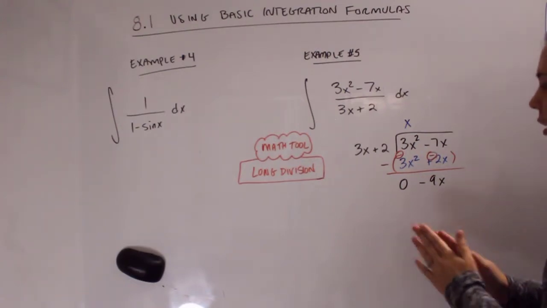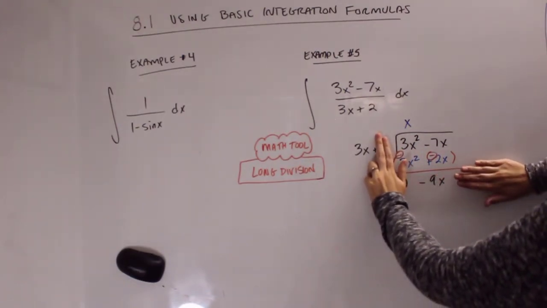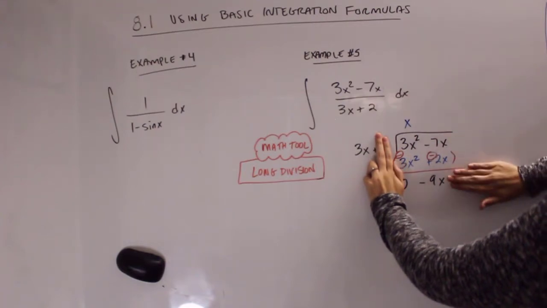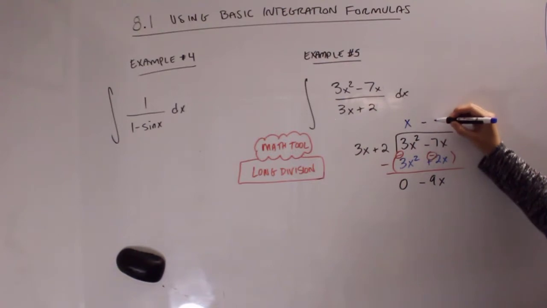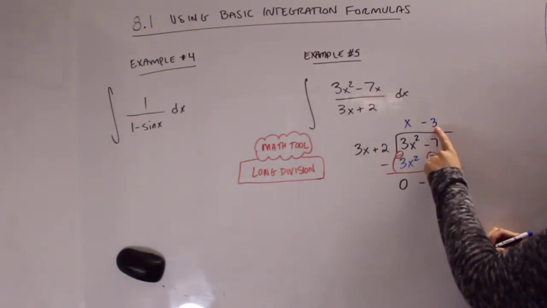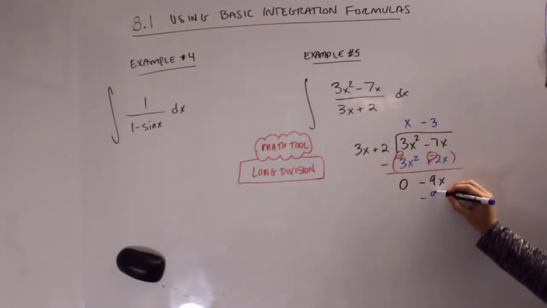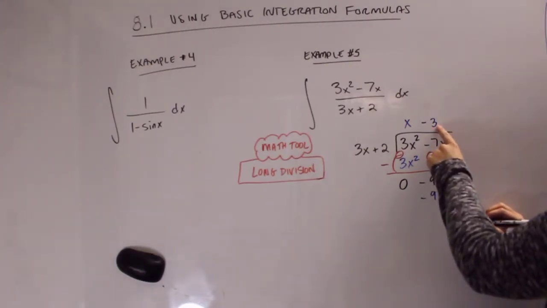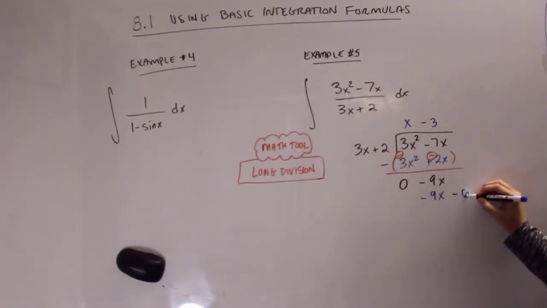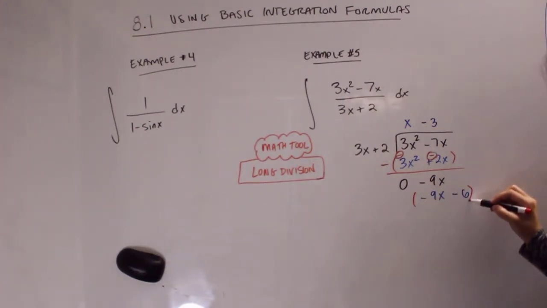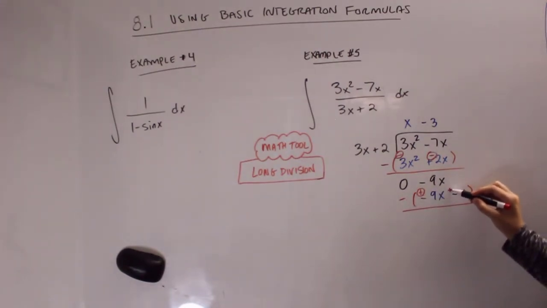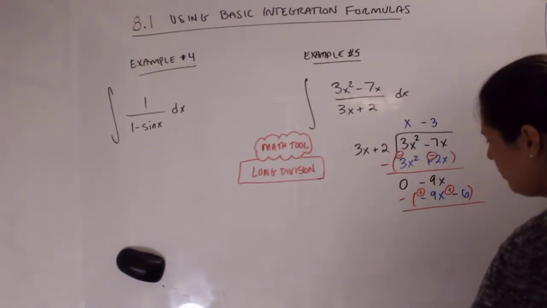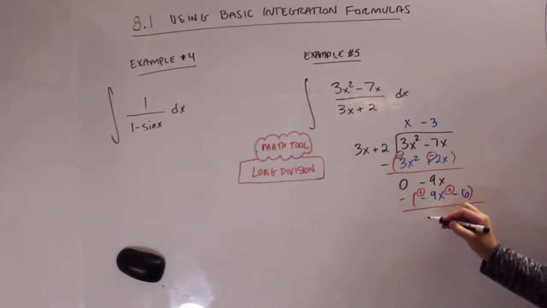So I would say, all right, 3x times what equals negative 9x. And what's missing there is a negative 3. Then I multiply. Negative 3 times 3x is negative 9x, and negative 3 times 2 is negative 6. Now be careful, you always subtract. So even though there are already minus signs, you still subtract. A minus and a minus becomes a plus here. Same thing here. And so when we simplify, negative 9x plus 9x is 0.